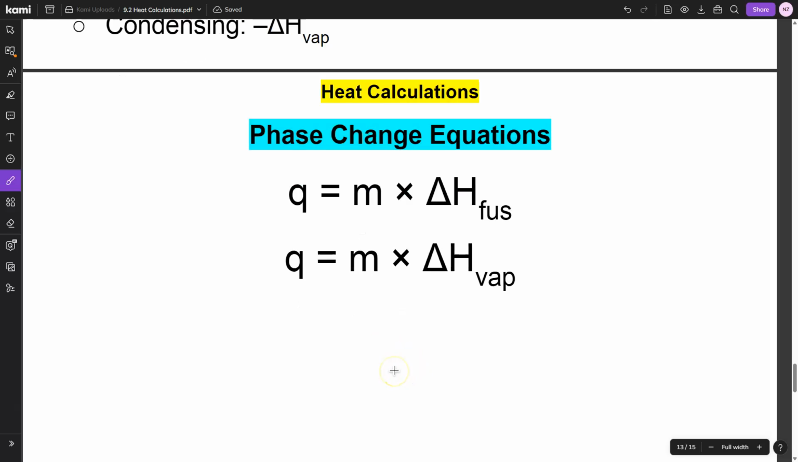So these are the phase change equations, relatively simple because there's no temperature involved. We're just multiplying the mass by either the heat of fusion or we're multiplying the mass by the heat of vaporization.